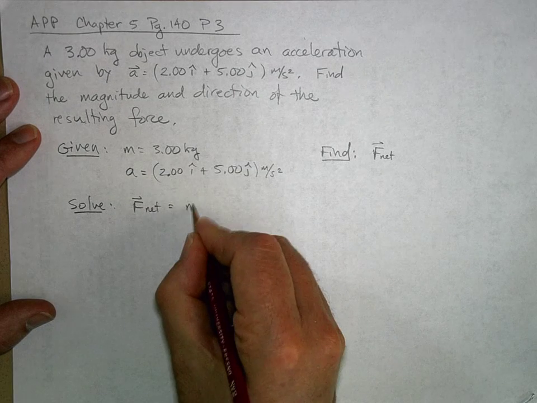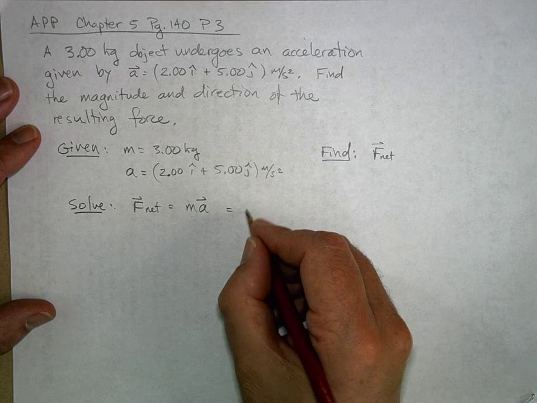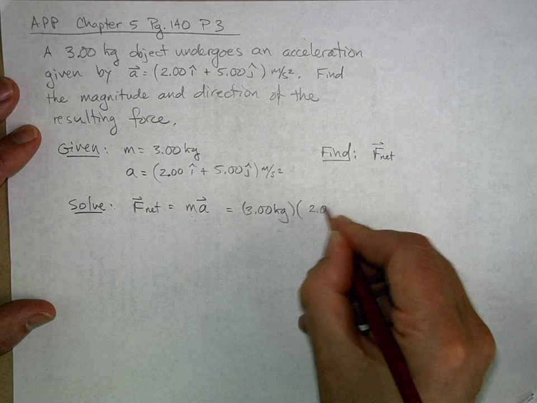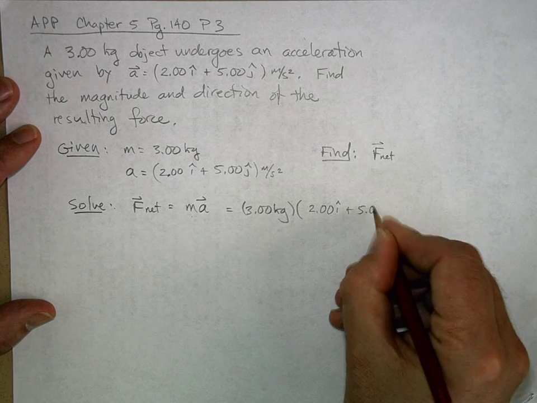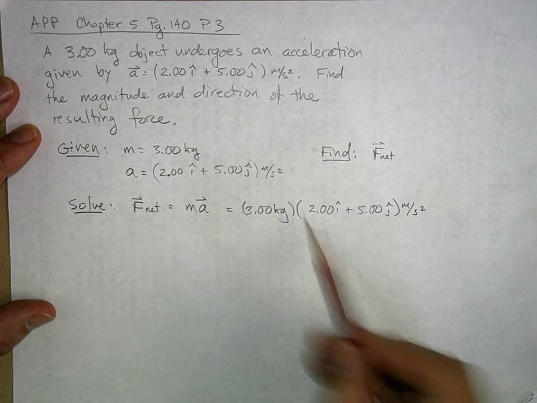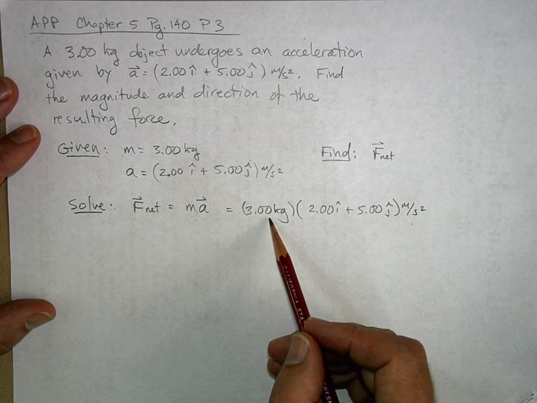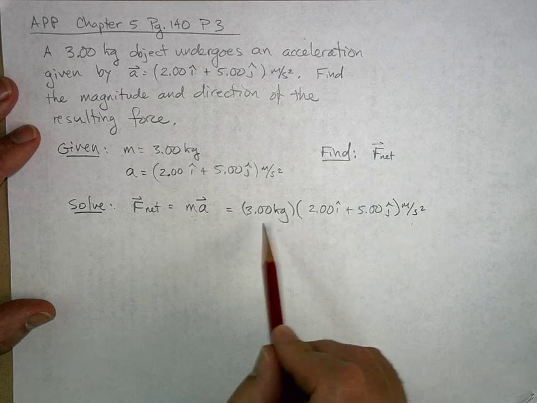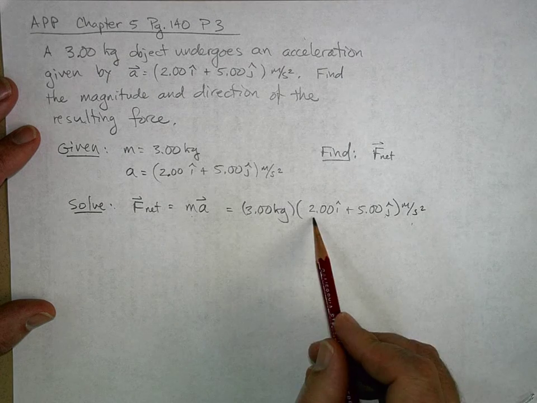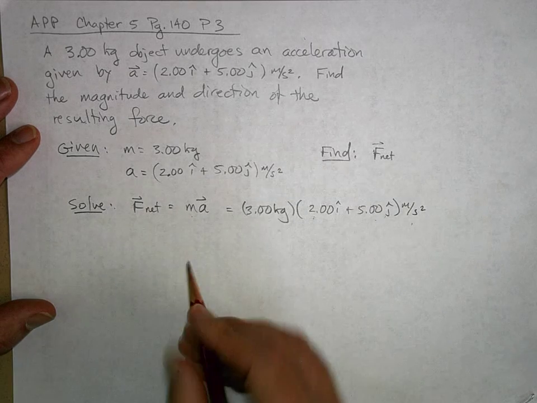The net force equals MA. So this is going to be M times A. M is 3.00 kilograms. A is just given to be this. Now this is a vector quantity, and this is a scalar quantity. Mass is a scalar, but vector mathematics just lets me multiply a vector times a scalar. It doesn't change the direction at all.